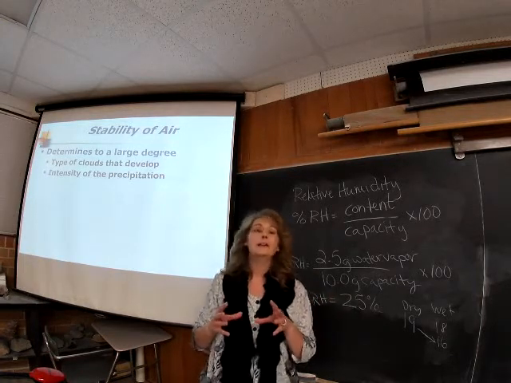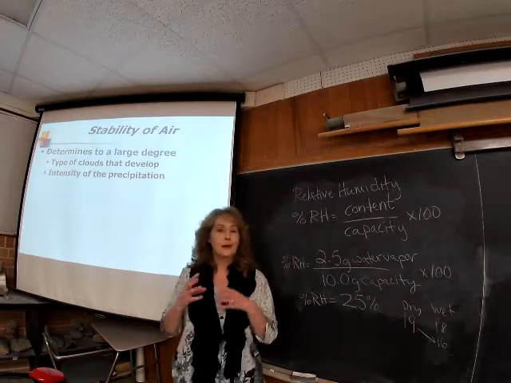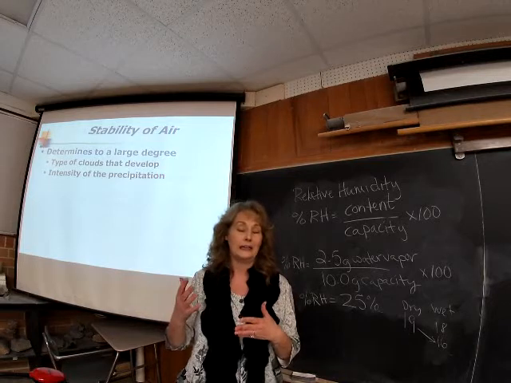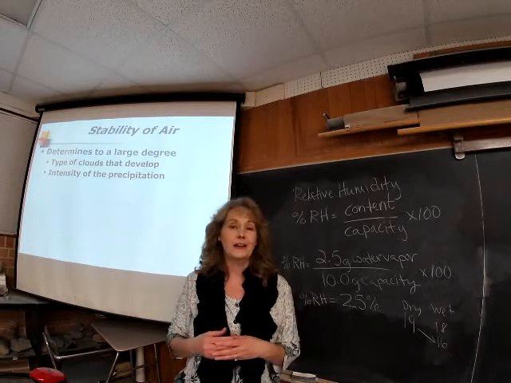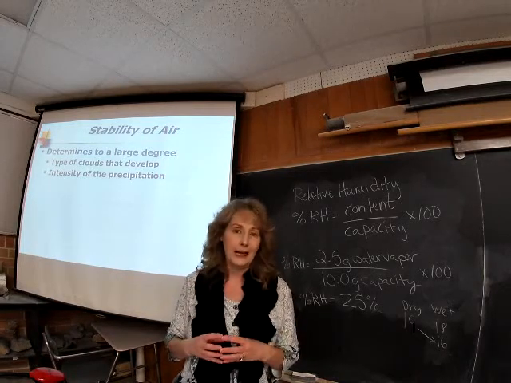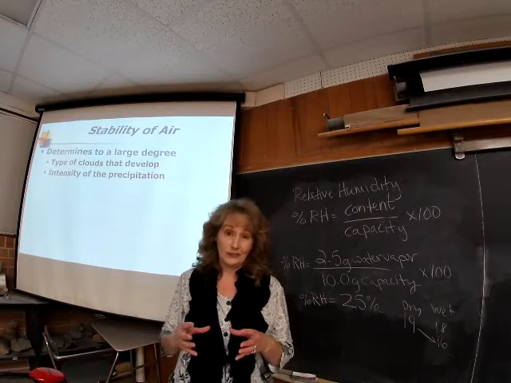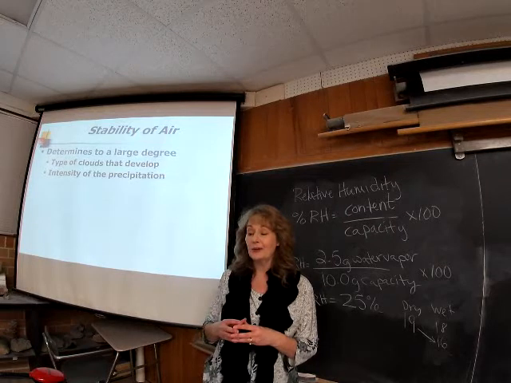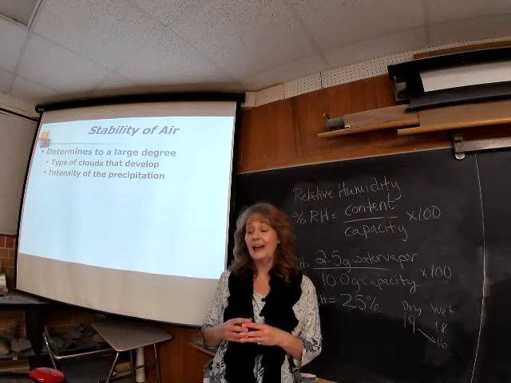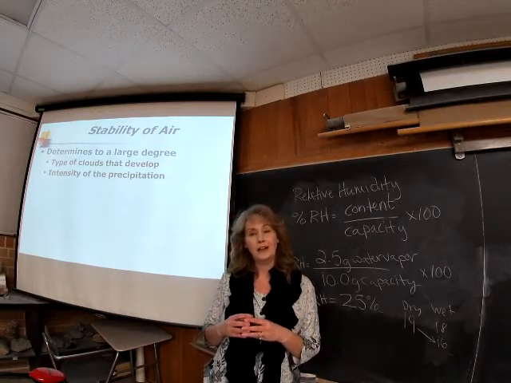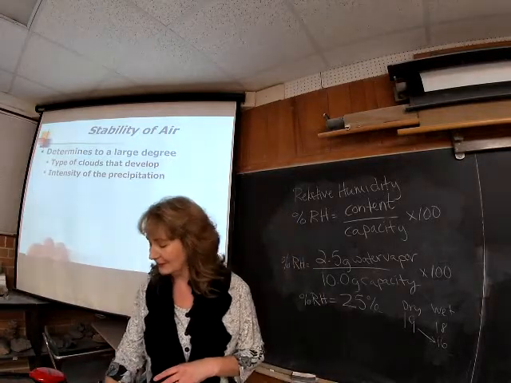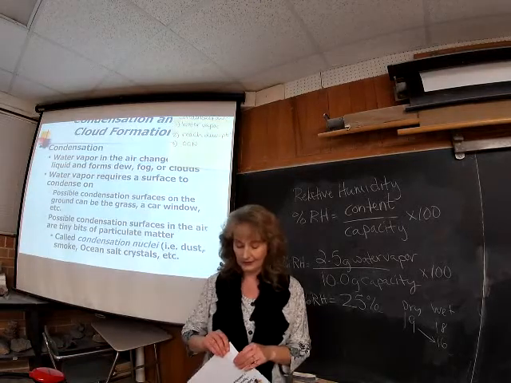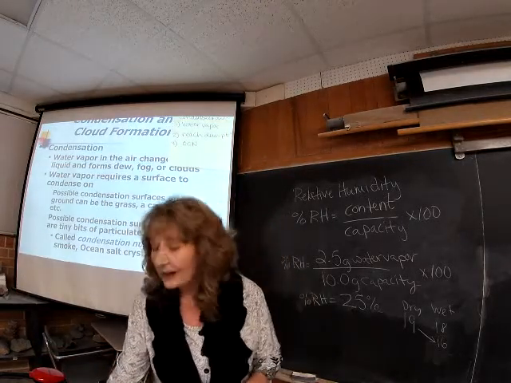But with those cumulonimbus clouds, that absolute instability in the atmosphere, you're getting those towering, vertically developed cumulonimbus clouds. There you're going to get your thunderstorms, your lightning, your hail even out of some of those. So to a large degree, the type of clouds that are going to develop are due to the stability of the air. Okay, so we are going to look a little bit at some of that.